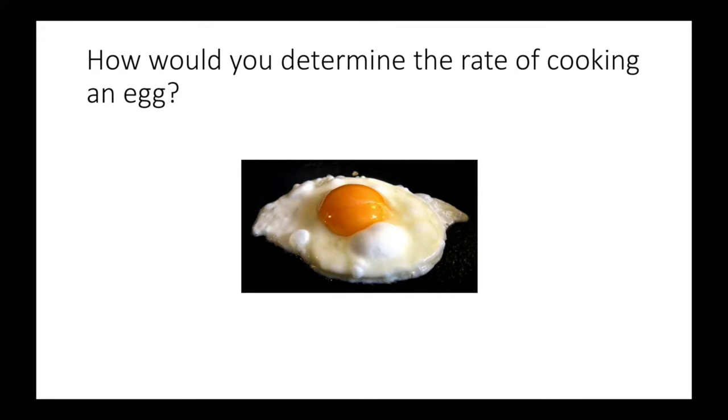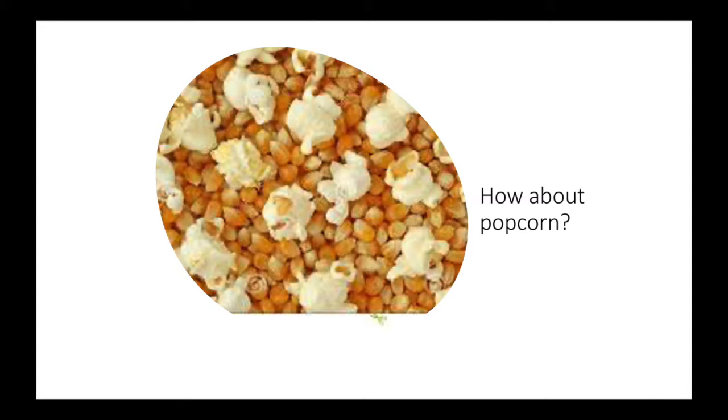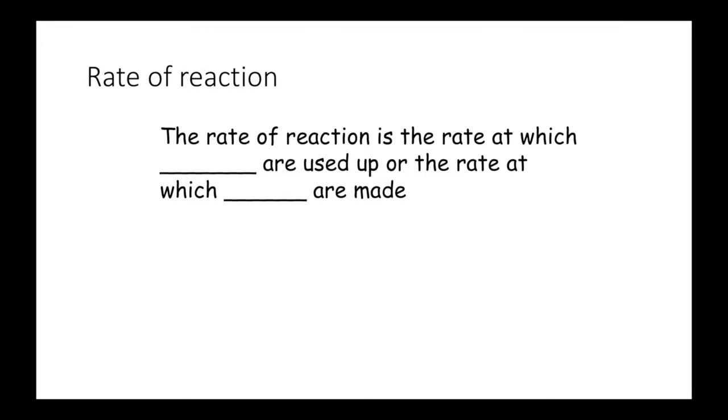In this video, we're going to be looking at rates of reaction, recapping the concepts that you will have looked at both GCSE and AS level. To start with, I'd like you to think about how you would determine the rate of cooking an egg. Now consider how you determine the rate of cooking popcorn, so those kernels popping into the white popcorn. And this should hopefully give you an idea about our rate of reaction.